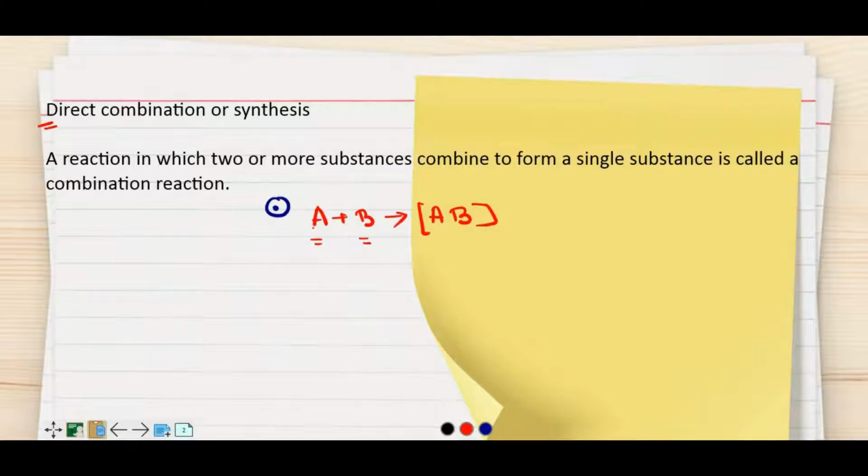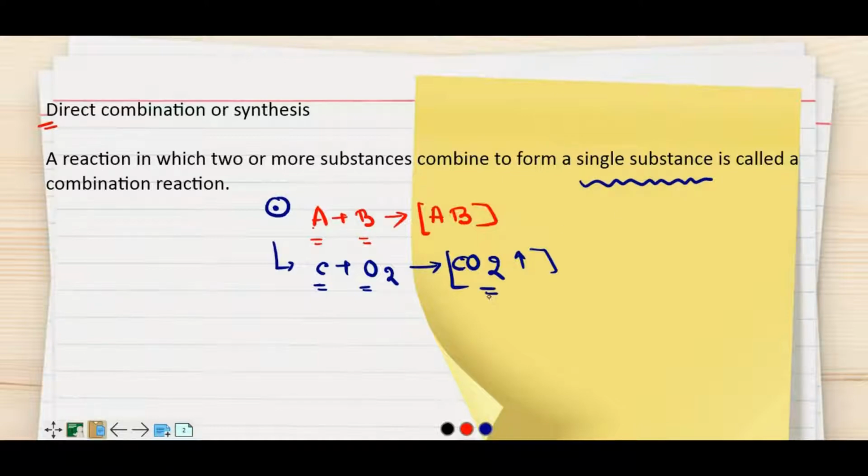Now we will follow a certain chemical reaction. Imagine we have carbon and oxygen. Carbon is going to be burned in the presence of oxygen, where carbon is a substance and oxygen is a substance. Carbon and oxygen join chemically to form carbon dioxide. Such a reaction is known as direct combination or synthesis. Most importantly, in a synthesis process, a single substance is formed. So this is a single substance.